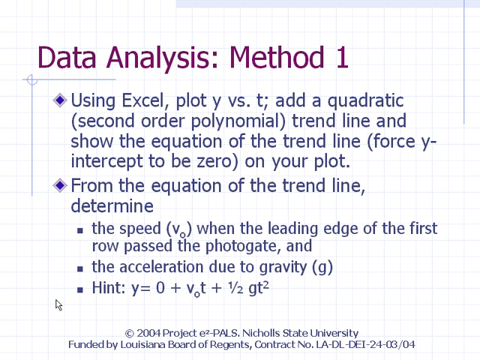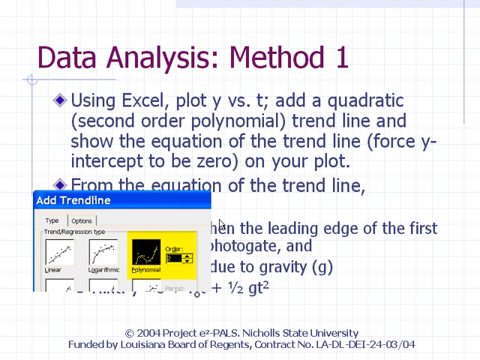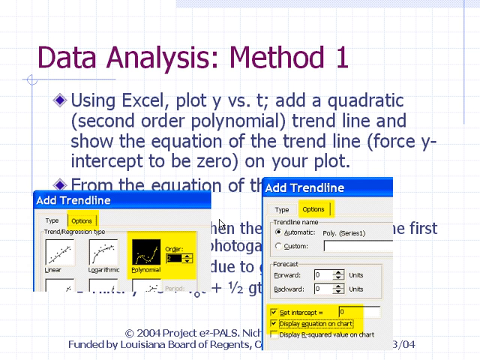Plot the displacement, y, of the fence versus time. These are columns D and E of the Excel document. As mentioned earlier, we use the leading edge of the first row as the reference and take the time when that happened as our initial time. Add a quadratic or second-order polynomial trend line to your plot. Click on the Options tab of the trend line window and check appropriate boxes to force the intercept to 0 and display the quadratic equation on the chart.